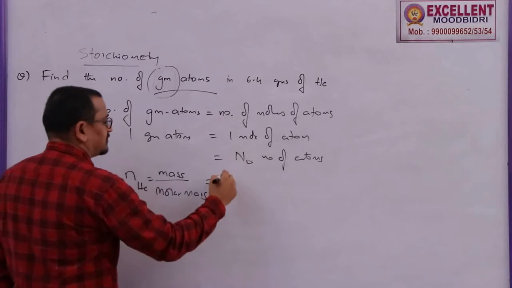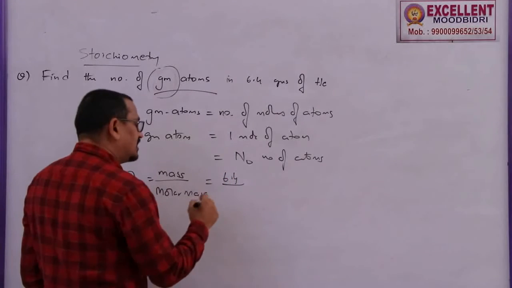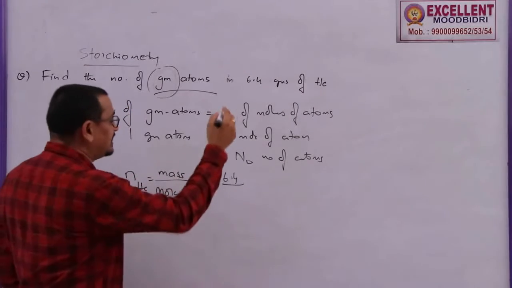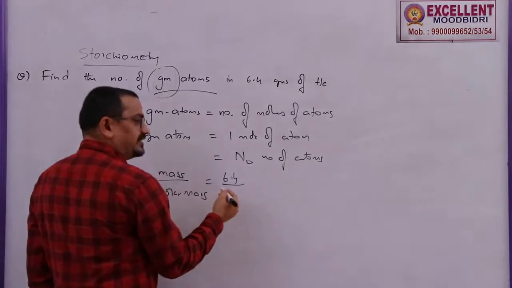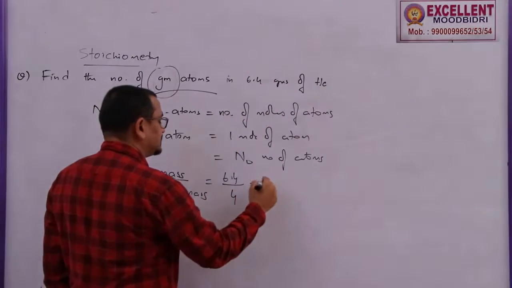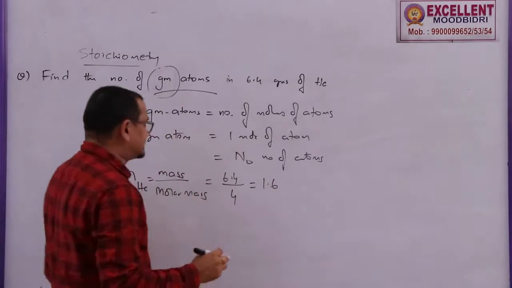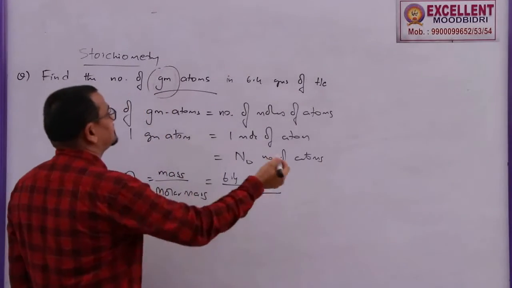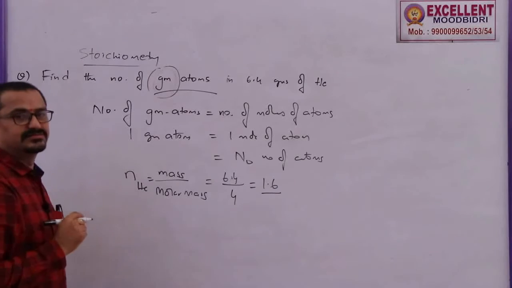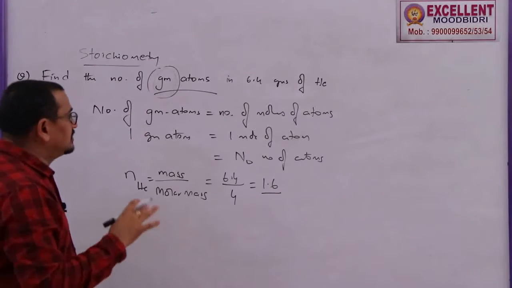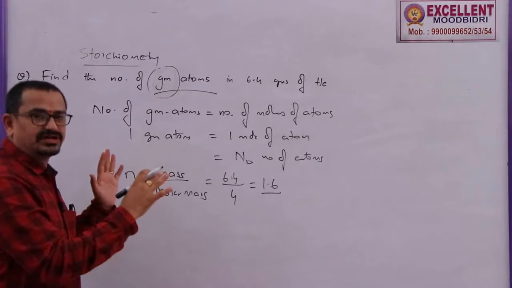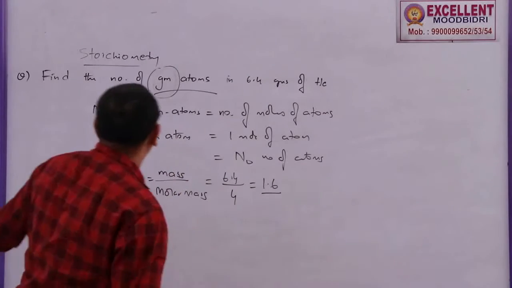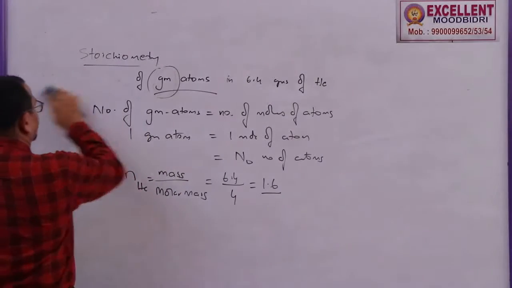So mass is 6.4 and molar mass of helium, as it is an atom, we have to take gram atomic mass, it is 4 grams, so it is 1.6. So number of moles of helium is nothing but 1.6, which is also called the number of gram atoms of helium. Okay, so this is one question of this model. Now let us see one more question of this type.